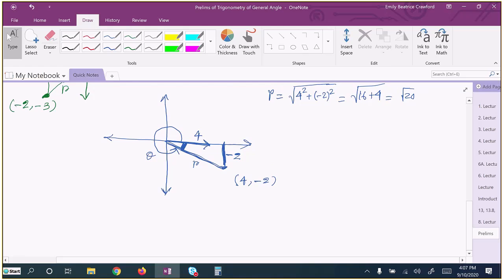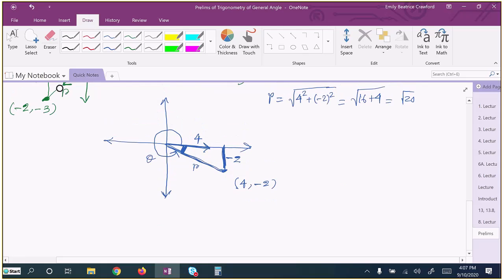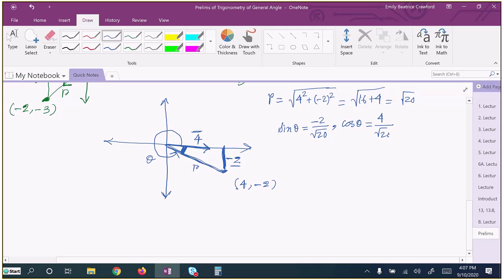So when I'm trying to find out the trigonometric ratios for this particular situation, with respect to the reference angle, negative 2 is the opposite side and 4 is the adjacent side. So I will go ahead and say sine of theta is opposite, so negative 2 over square root of 20, that's the hypotenuse. Cosine of theta is adjacent, so 4 over square root of 20. Tangent of theta is opposite over adjacent, so negative 2 over 4, and that is negative 1/2 after simplification.